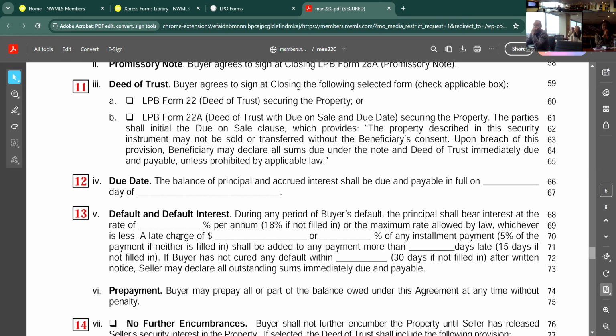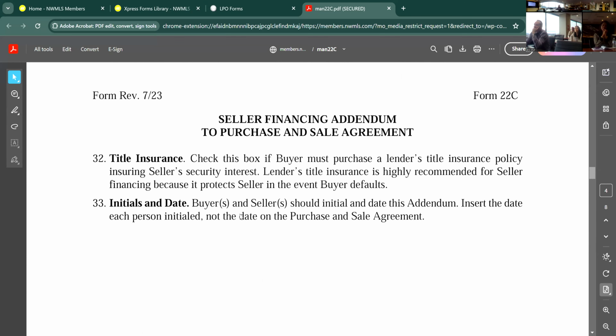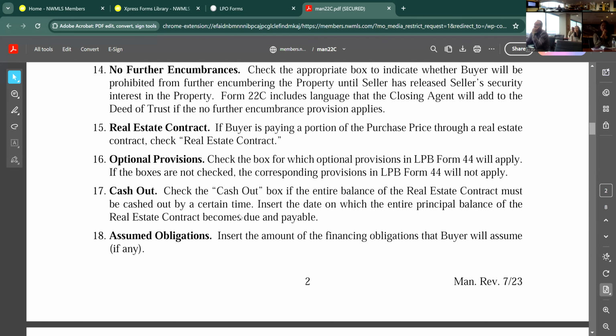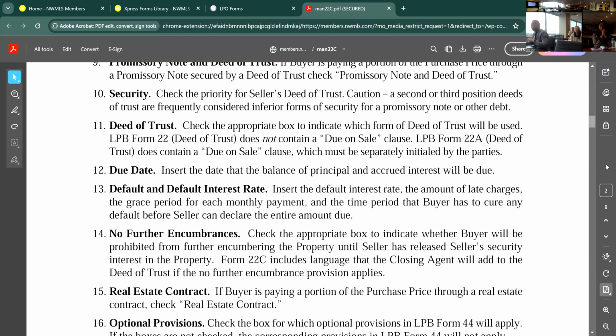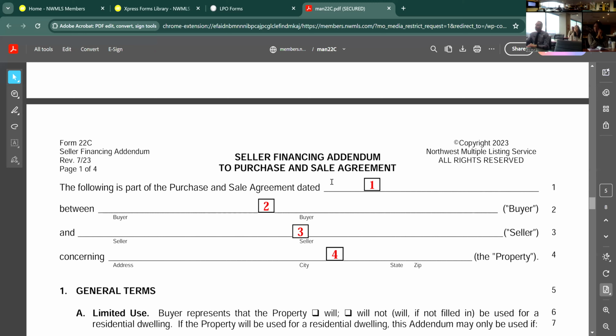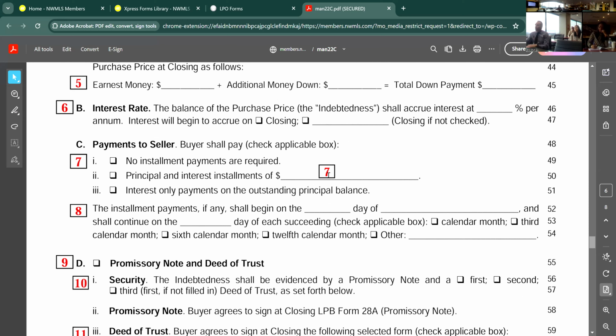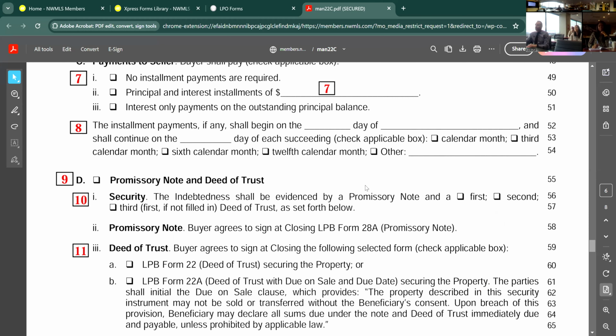Default and default interest section. Go back to 13. Mia, you want to read 13 when I get there? Sure. Default and default interest rate: insert the default interest rate, the amount of late charges, the grace period for each monthly payment, and the time period that buyer has to cure any default before seller can declare the entire amount due. So you guys can decide how much is the penalty, when it's due by, and how much it is, or the total amount, when it would be due in the event they just default.